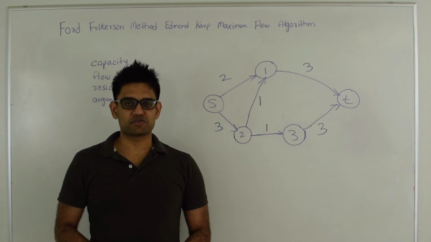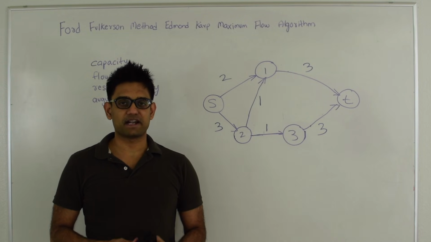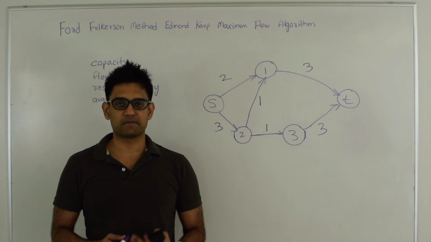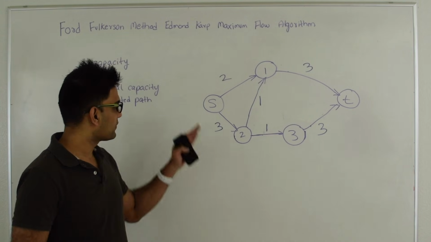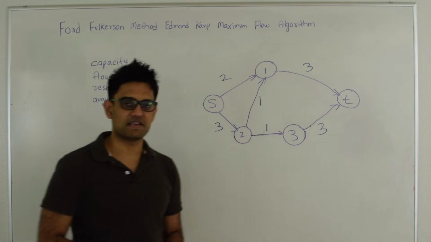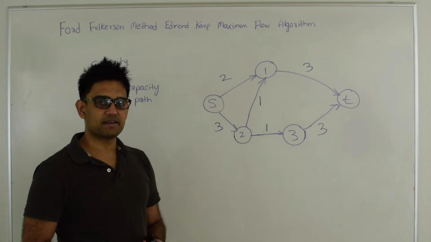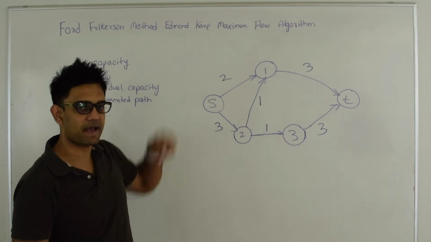Hello friends, my name is Tushar and today I'm going to talk about how to find maximum flow using Ford-Fulkerson method, Edmonds-Karp's algorithm. Here we have a directed graph with source S and sink T. There are nodes in between. Every edge has certain capacity.